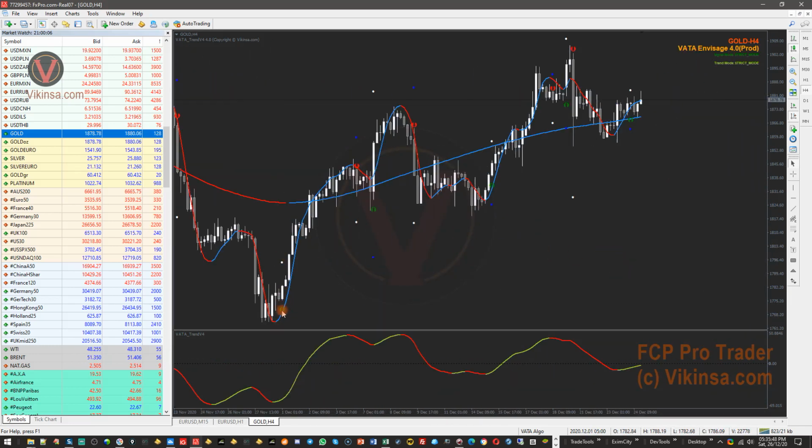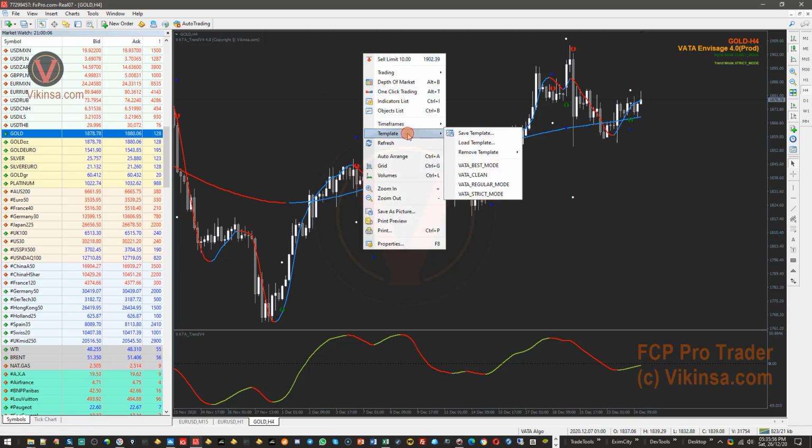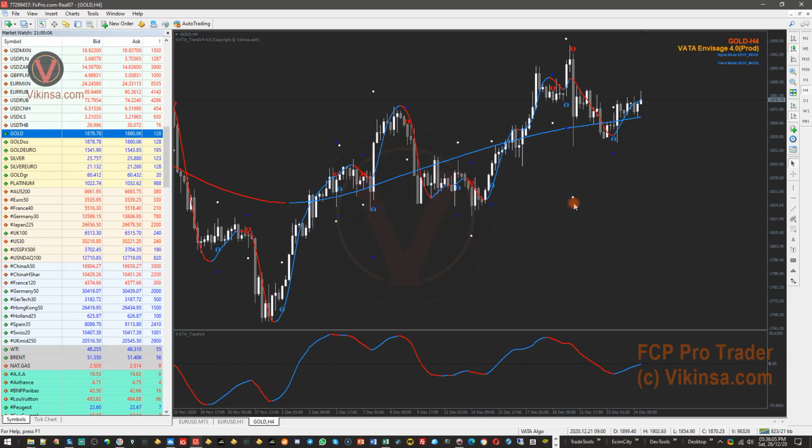This was a very good buy signal here, very good sell signal here, and I'm on strict mode, so it is filtering down and it is only showing you the best of the signals. But if you wanted frequent signals, or if you want to make use of VATA as a confirmation tool, then you can go to the best, and you can see that it actually increases the frequency of signals here.